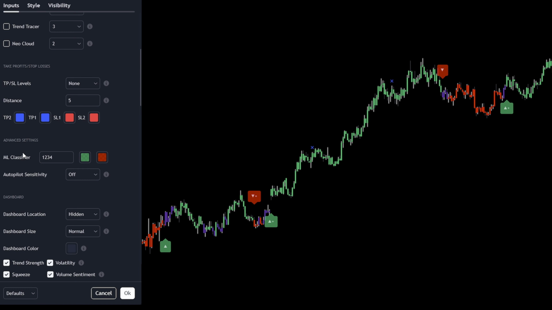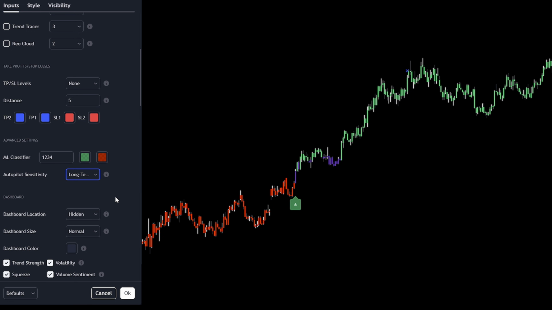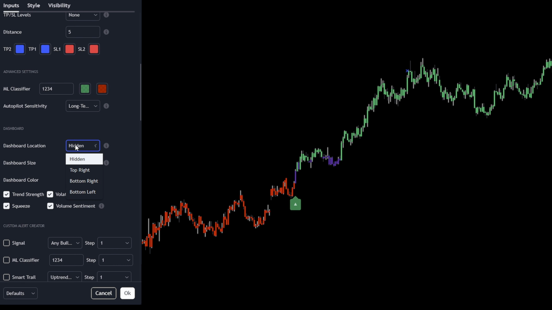In the advanced settings, there's an autopilot sensitivity option, which adjusts the candle coloring and buy-sell signals depending on whether you prefer more or fewer trading opportunities to appear on your chart. Short-term settings highlight faster signals for scalpers, while long-term options provide smoother trends for swing traders. This level of customization ensures the indicator aligns perfectly with your goals.